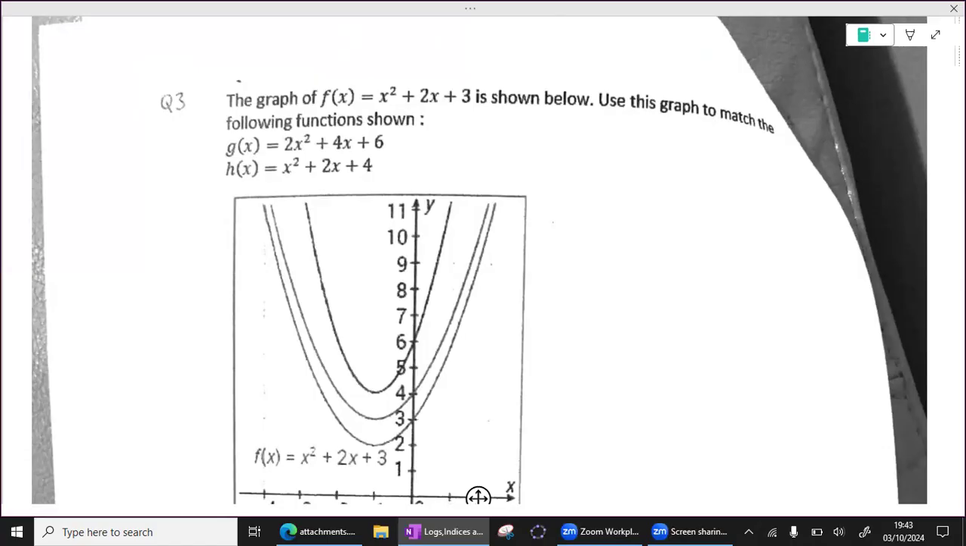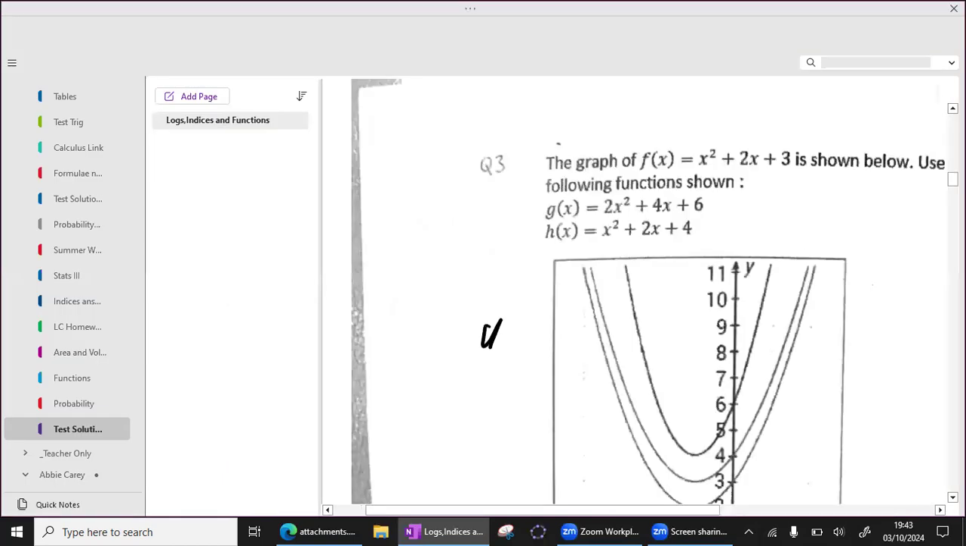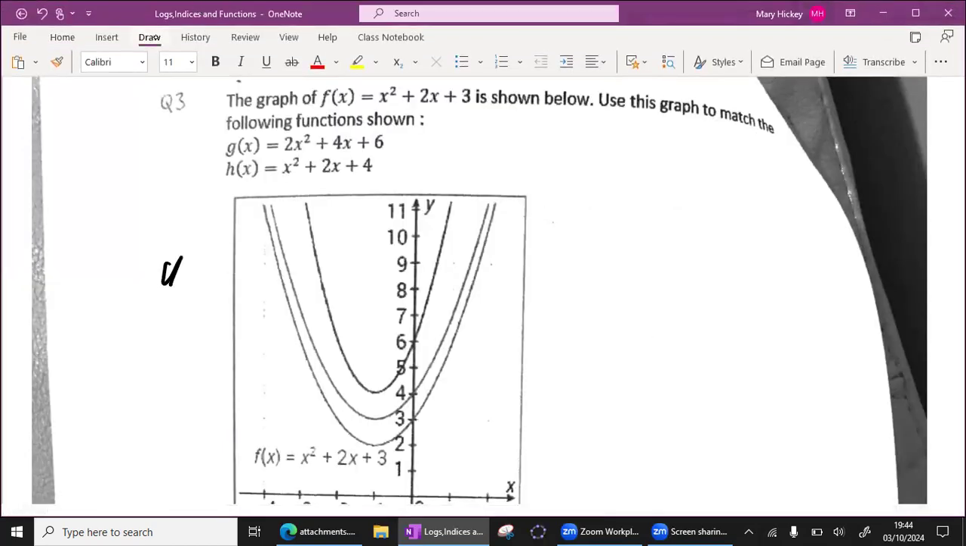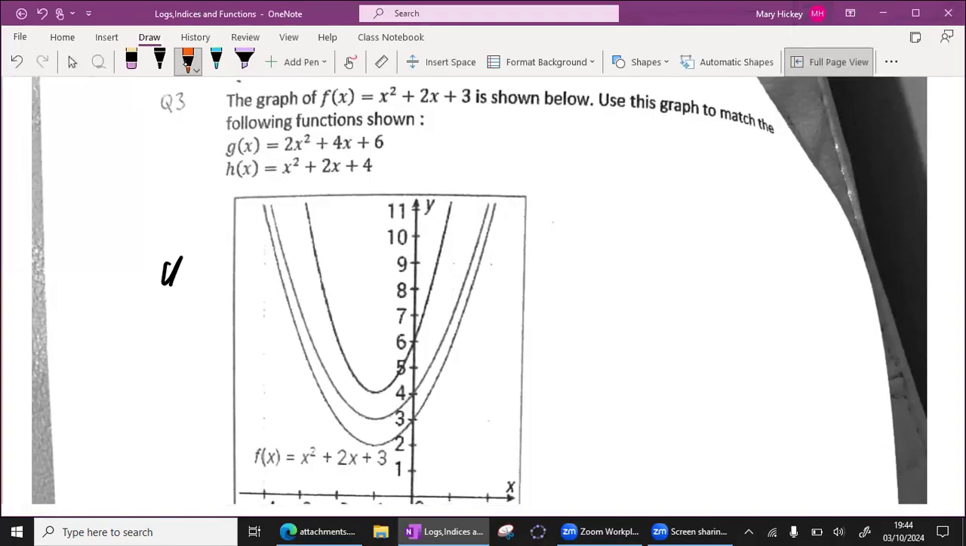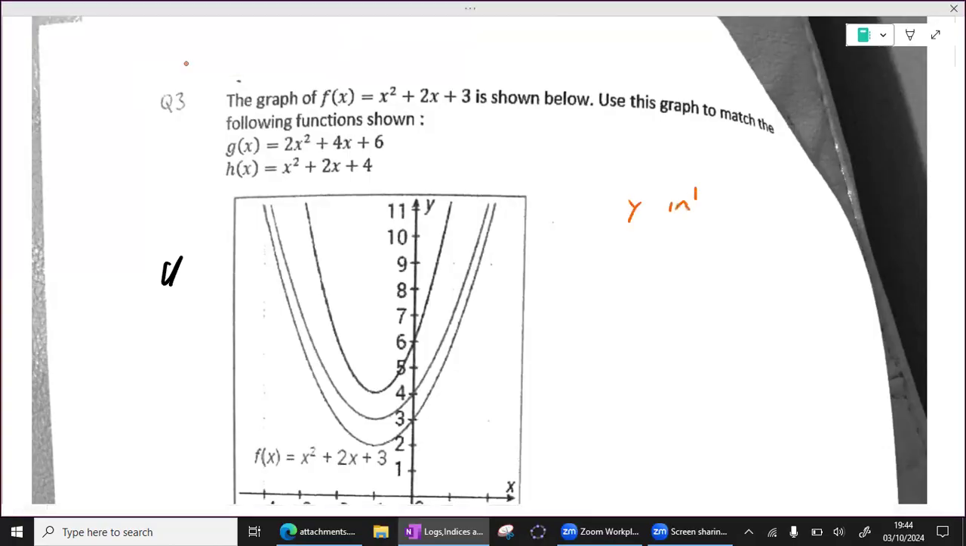Now, how do I know what's what? Sorry, my pen is out of action for some reason. Very simply, I can use the same type of concept. If you think about the y-intercept, before you do anything else, if I have the original graph and I want to think about the y-intercept, I let x equal 0. If I do that, very quickly, I see that the y-intercept is going to be 3. So I immediately know that's that one.